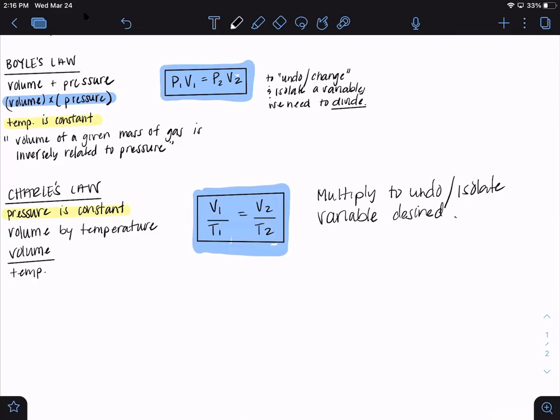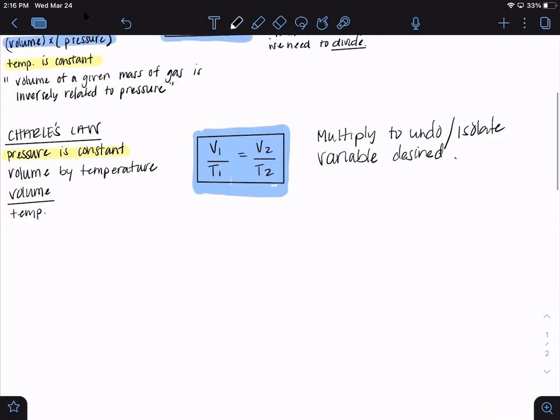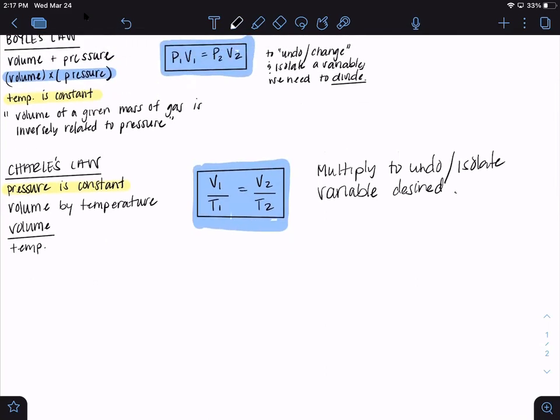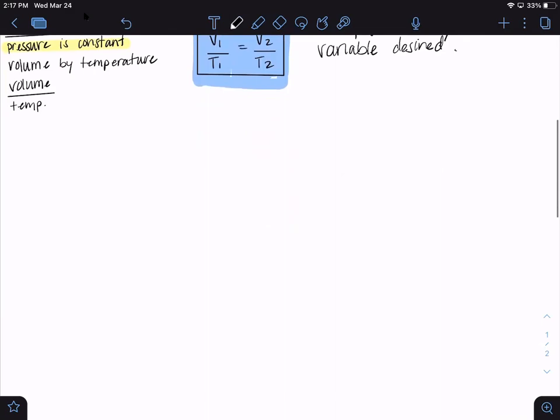So anytime that you want to find a variable that's desired, you're going to have to multiply to isolate it. And again, the key thing here is the relationship. Charles's is volume by temperature. Boyle's is volume and pressure. There's always going to be a constant in these, so you just need to either remember what the constant is or, more importantly, know the relationship. I recommend that you know the relationship. It makes things a lot easier.